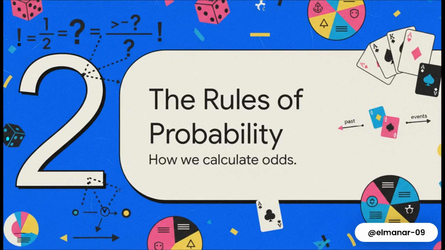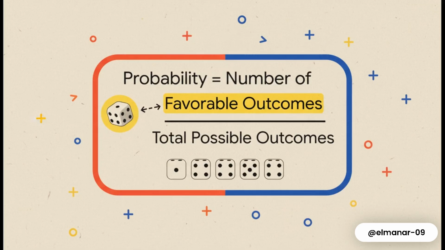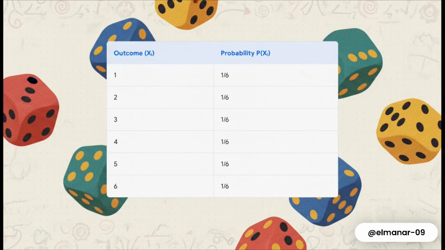Okay, so we've got our experiment, we've got our sample space. Let's move on to the rules of the game. You know, how we actually figure out the odds. And here it is. This is the core formula for simple probability. You just take the number of outcomes you're looking for, what we call the favorable outcomes, and you divide it by the total number of things that could possibly happen.